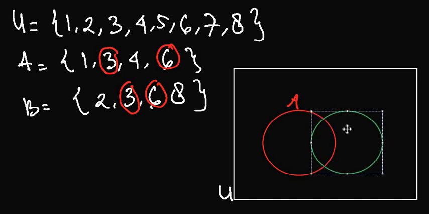Okay, B. Now, this area between A and B is called the intersection area. This is where we need to write 3 and 6. Why? Because 3 belongs to A, and then 3 also belongs to B. Same goes with 6. So 3 and 6 go here. So what about the rest? 1 and 4, we should write inside A.